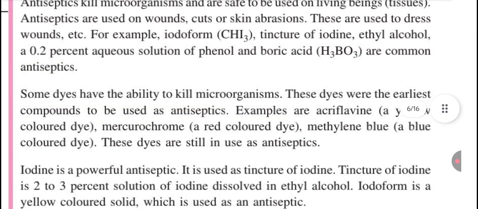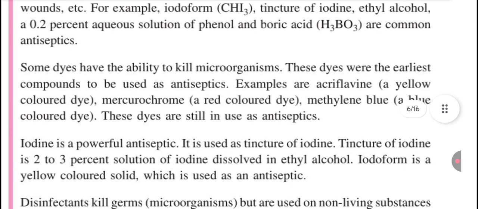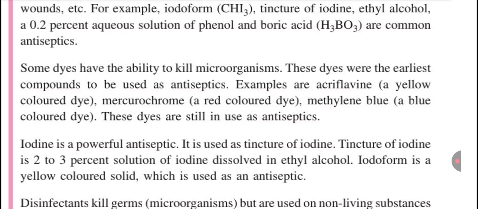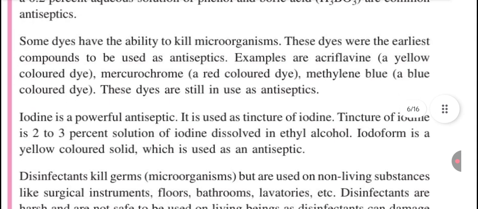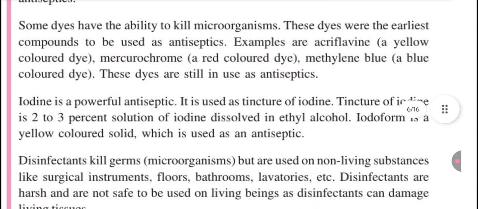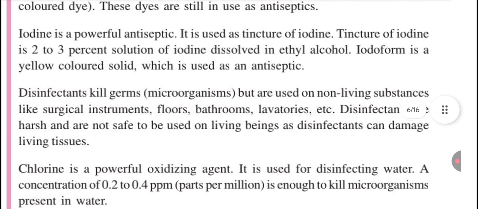For example, iodoform, CHI3, tincture of iodine, ethyl alcohol, a 0.2% aqueous solution of phenol, and boric acid, H3BO3, are common antiseptics. Some dyes have the ability to kill microorganisms. These dyes were the earliest compounds to be used as antiseptics. Examples are acriflavine, a yellow colored dye, mercurochrome, a red colored dye, methylene blue, a blue colored dye. These dyes are still in use as antiseptics.